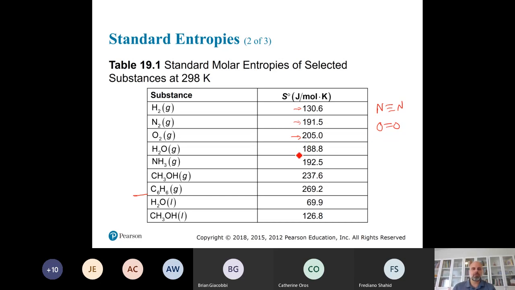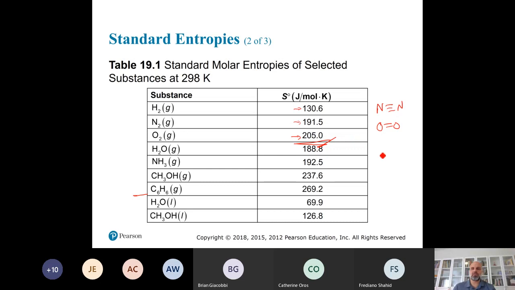You go to water as a gas. It's interesting, the entropy decreases a little bit. So we have a slight decrease when we go to water as a gas. Then we increase it when we move to ammonia, and then increase even further as we move up to methanol, and then up to C6H6, which is benzene. We keep increasing as you get larger and larger. There are points in between these where it's a mixture.